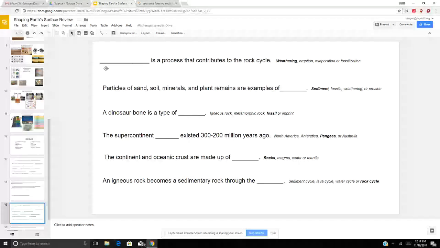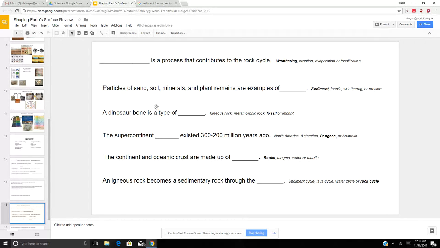So I hope you've been thinking, because the process that contributes to the rock cycle is weathering, erosion, sedimentation, heat, pressure, and chemicals. Particles of sand, soil, minerals, and plant remains, so what remains after they die, or little pieces, is sediment. So little particles are sediment.